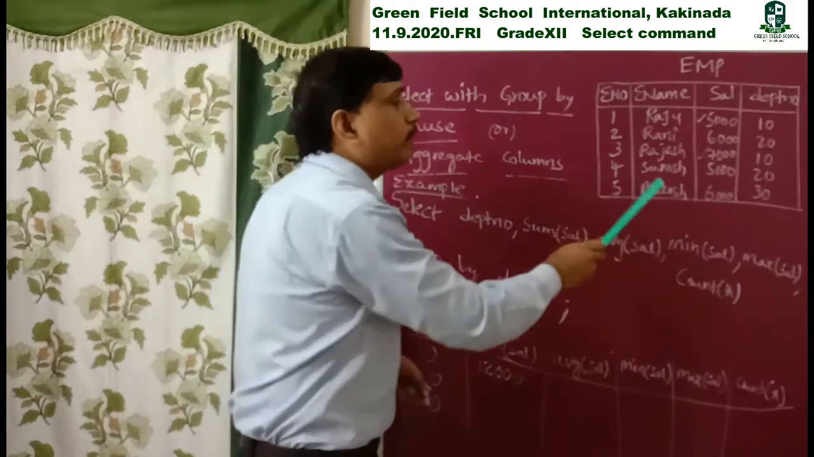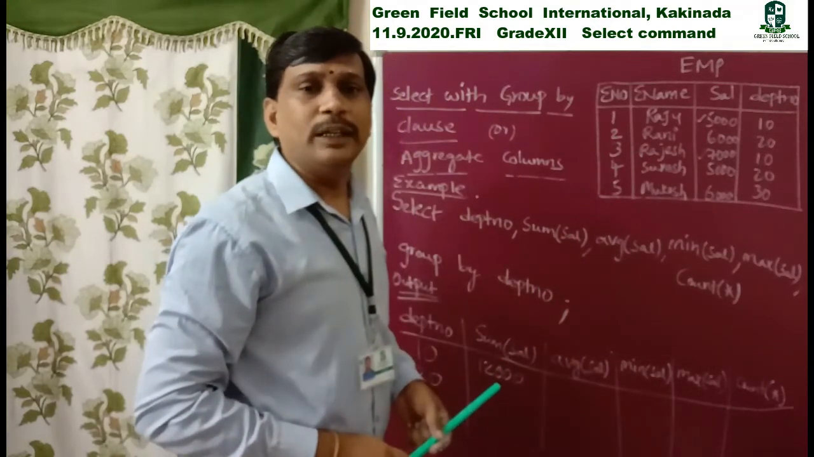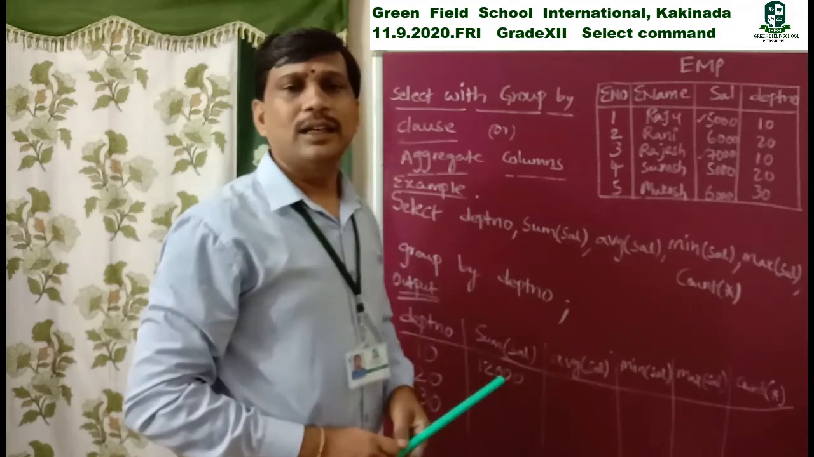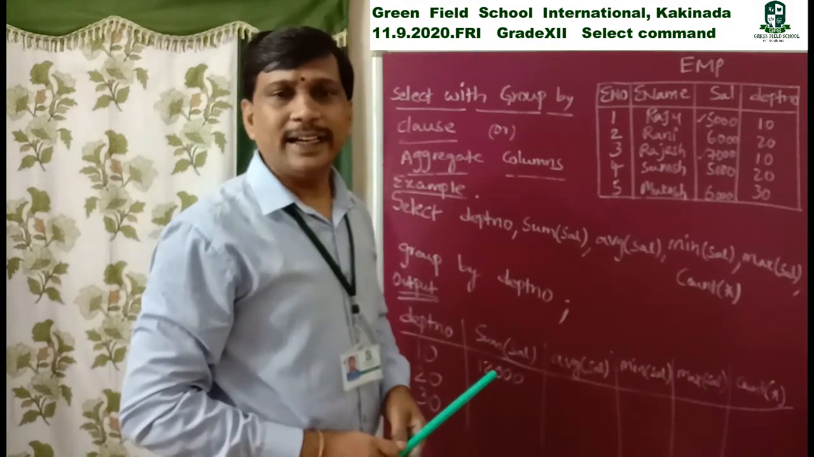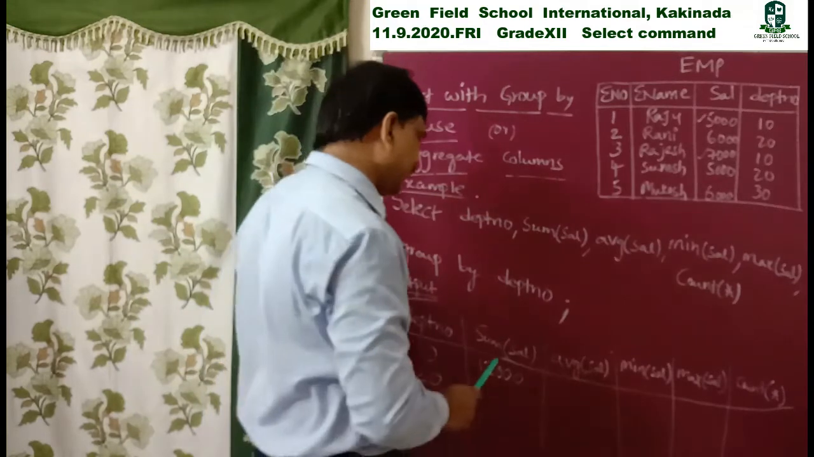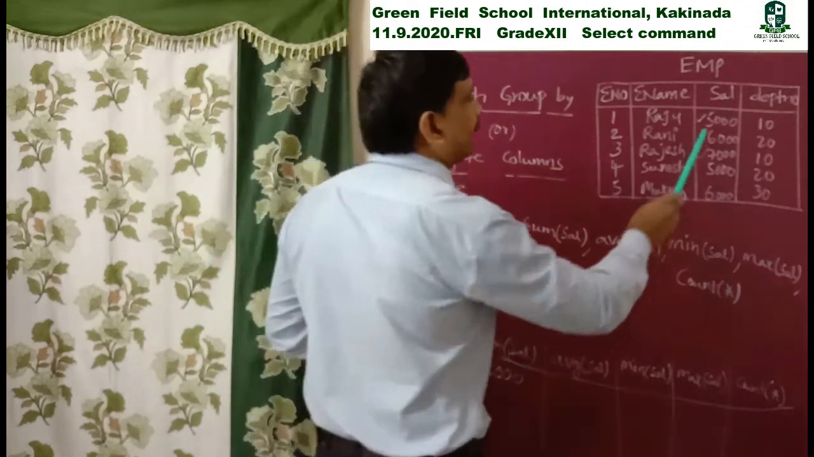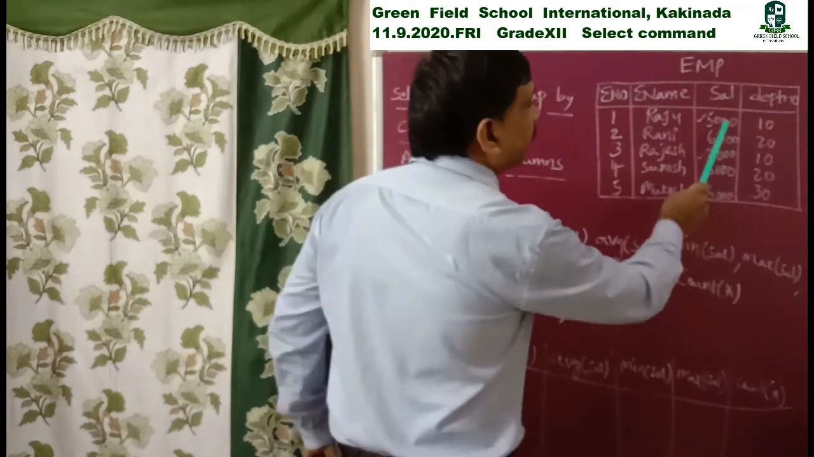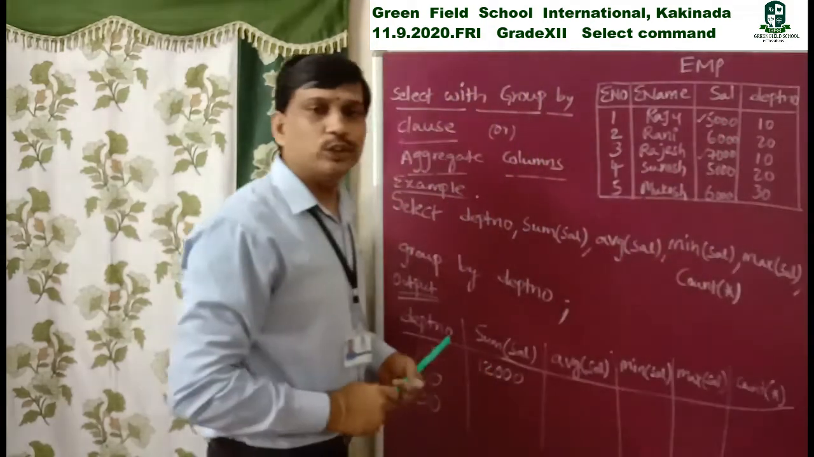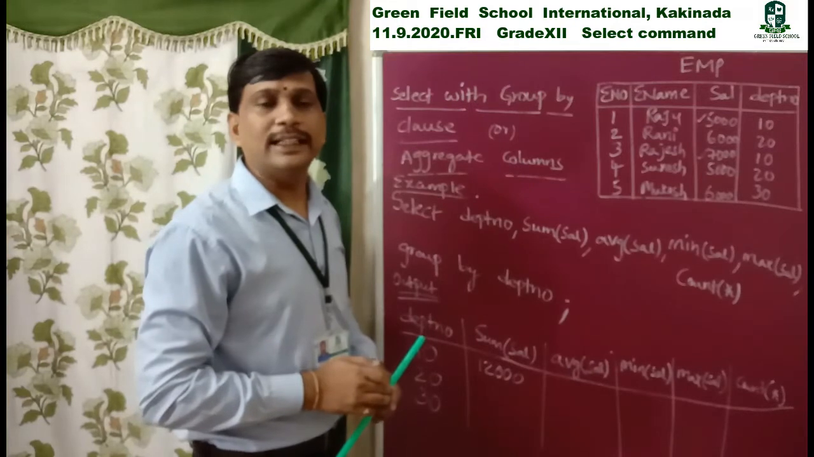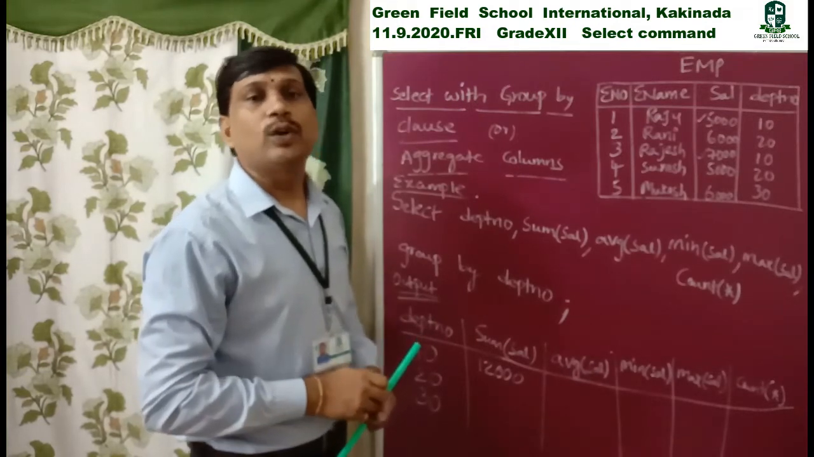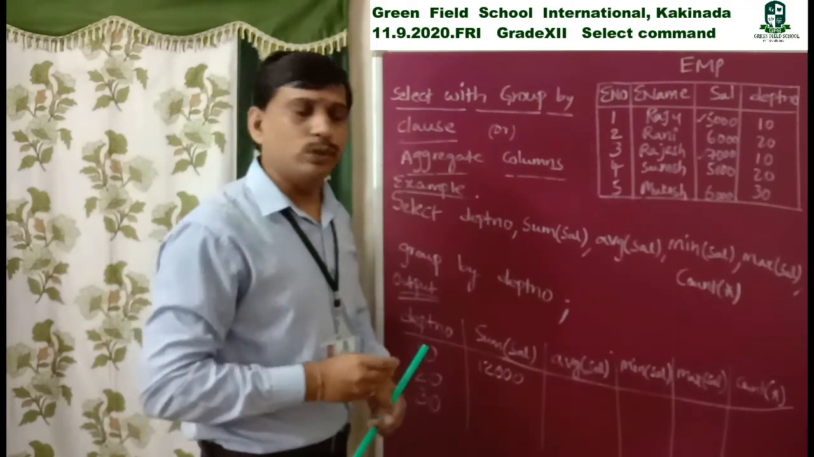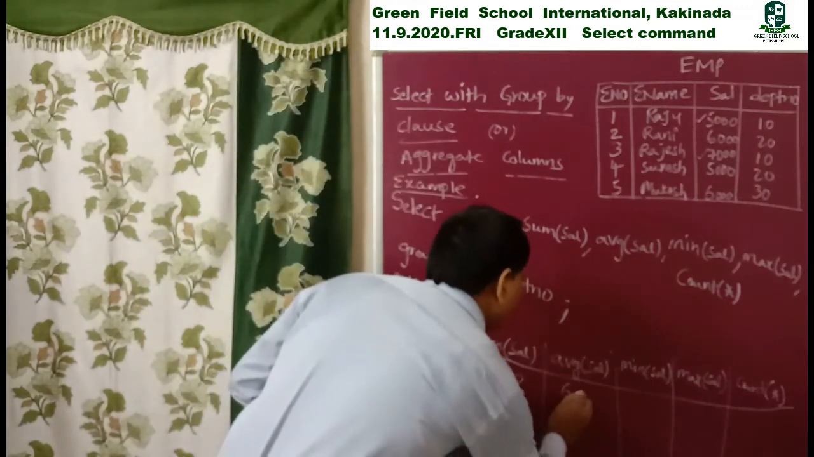This single table can be divided based on department-wise. For each department, I calculate all these calculated or aggregated columns. See, the sum is 12,000. Average means 5,000 plus 7,000, which is 12,000, divided by 2. Why do I divide by 2? Because the total number of employees in the 10th department is 2. That's why 12,000 by 2 is 6,000.